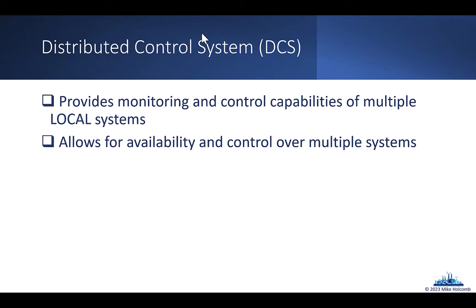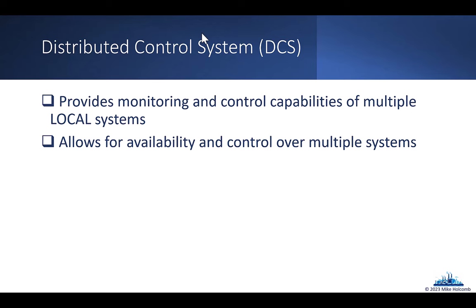But what if you're like Fluor and you have 35,000 workstations, right? That's not something that you want to set up and control on a machine by machine basis. So we use tools like Active Directory to manage all of those systems centrally. That's how I think of the DCS world. Now there are different types of systems when we talk about DCS, and we'll get into some variations as we go throughout the course as well.